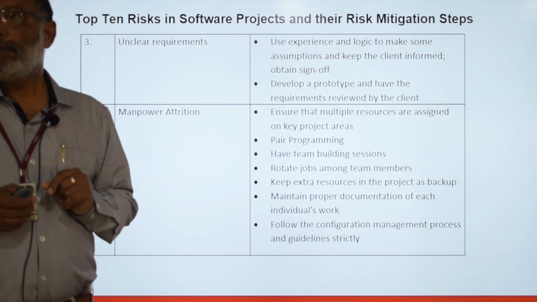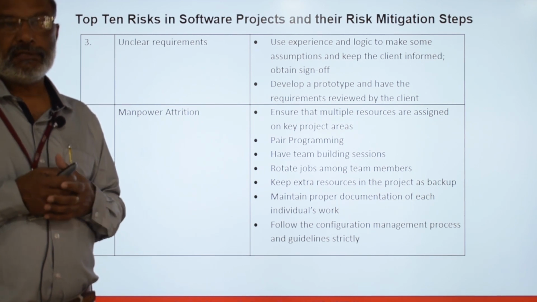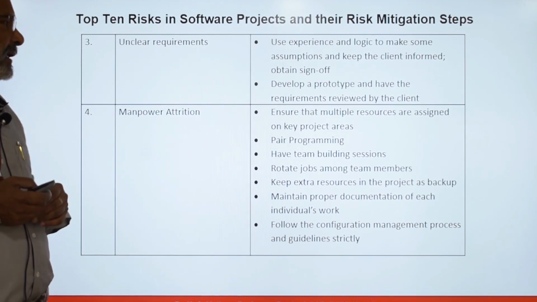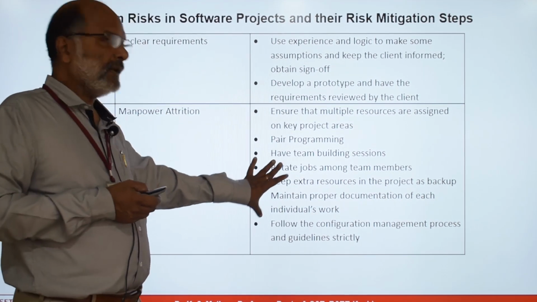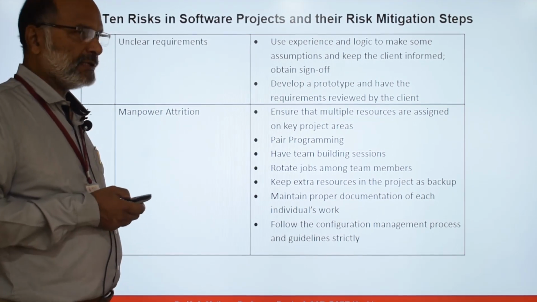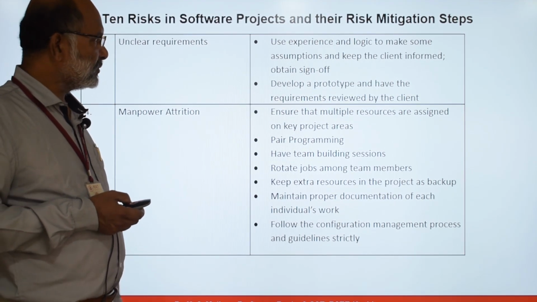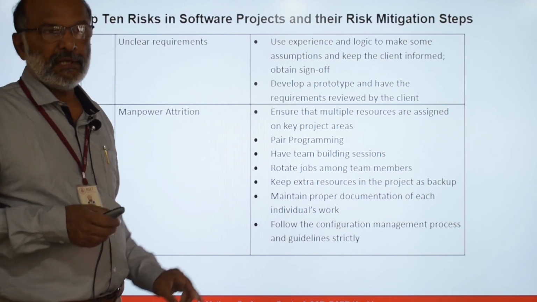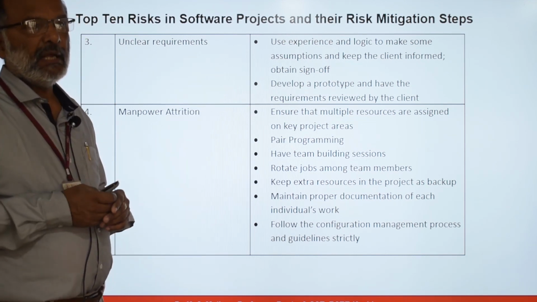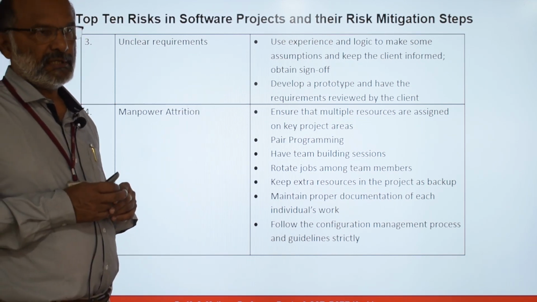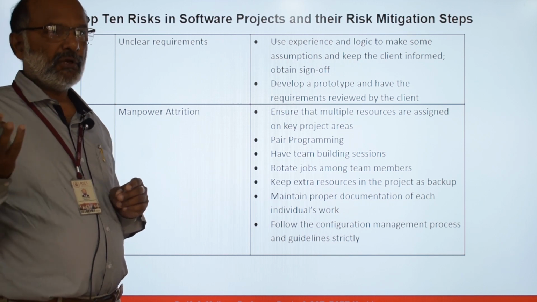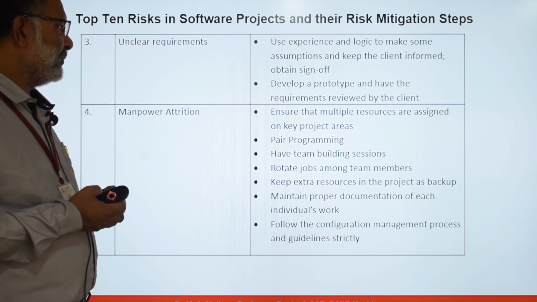Manpower attrition. The project team members may leave the organization during the project. That will result in a risk. So what are the actions we can plan in order to mitigate this manpower attrition risk? Ensure that multiple resources are assigned on key project areas. For key components in the project, assign multiple responsible persons so that even if one person leaves the organization, we have another person to take over.